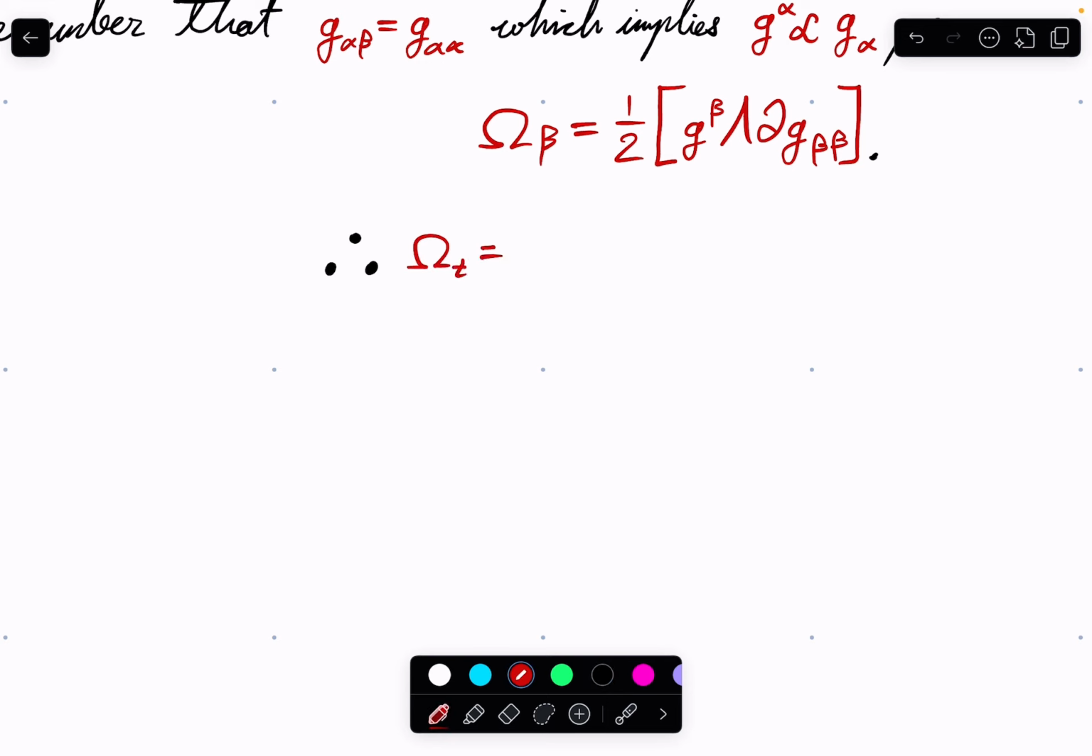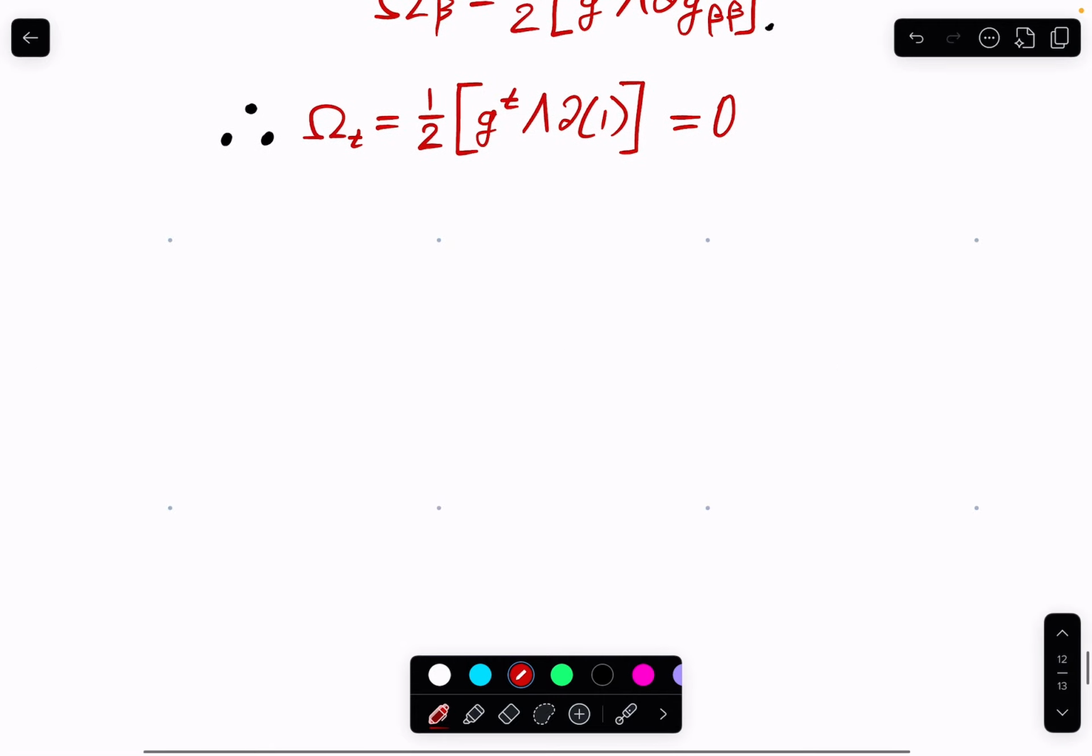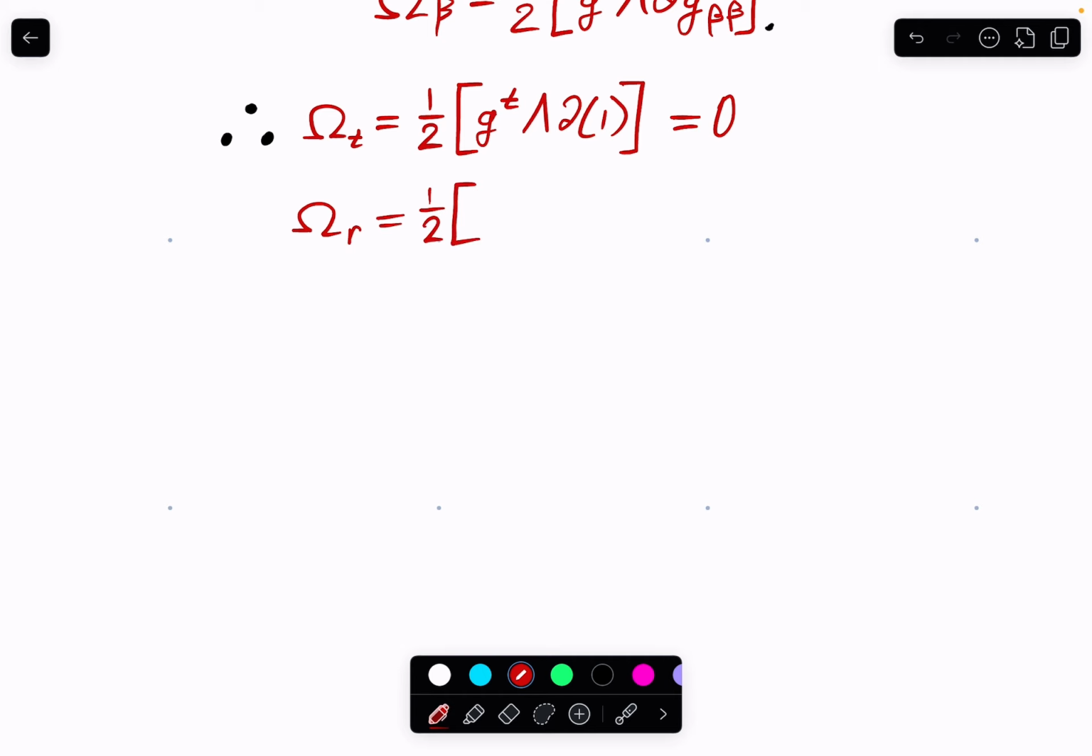For t, it's 1/2, and then we have g^t wedge the partial of a constant, so this is 0. Likewise for omega r, we have 1/2 g^r wedge the derivative of a constant, -1. So this is also 0.